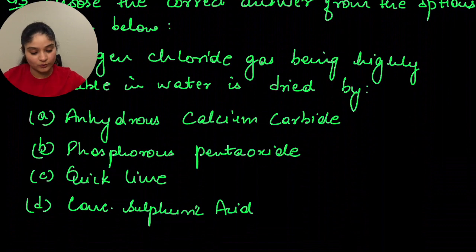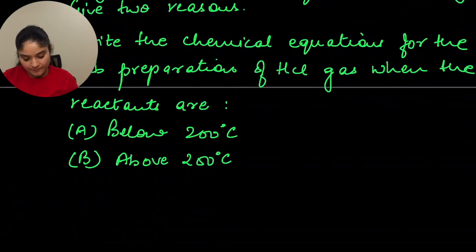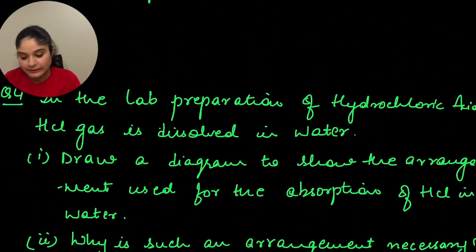Now let's move ahead to the next one. Now the next says that in the lab preparation of hydrochloric acid, HCl gas is dissolved in water. Draw a diagram to show the arrangement used for the absorption of HCl in water. So a lot of students make the whole apparatus in which you have HCl gas being produced, and then you have the inverted funnel arrangement. You don't have to make the entire diagram. You only need to show it from where you have HCl gas being produced. That means only the inverted funnel arrangement is the answer in this case.